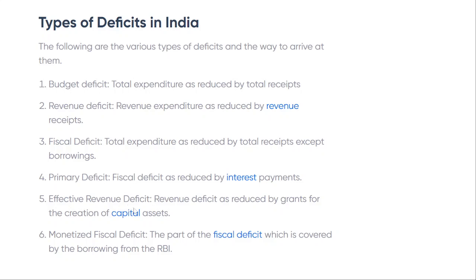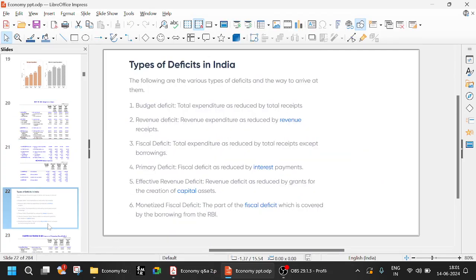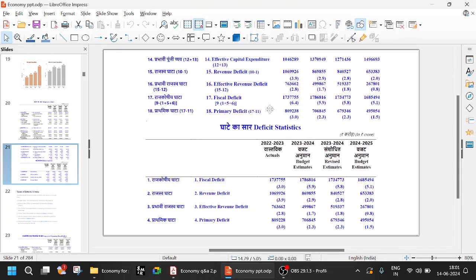So no need of showing it as a deficit. So from the revenue deficit, you are subtracting the grants for creation of capital assets. Then you will get the effective revenue deficit. Fine. So remember all these things.